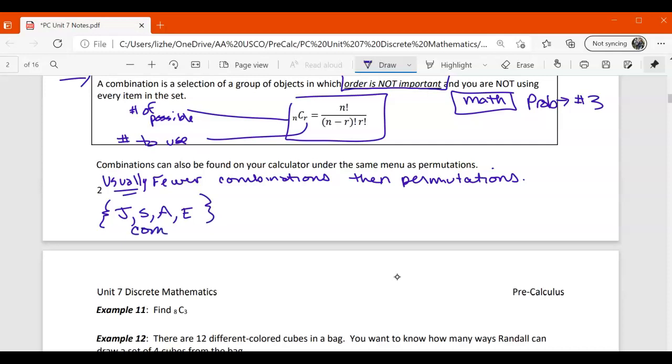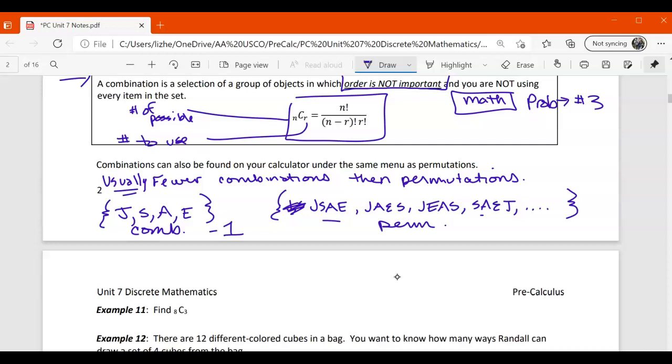We don't care which one comes first or where they come in the set. This is a combination. Whereas a permutation would be, okay, one is Joe, Sam, Andy, Ellie. The next one is Joe, Andy, Ellie, Sam. The next one is Joe, Ellie, Andy, Sam. The next one is Sam, Andy, Ellie, Joe, and so on. You can see how that goes on. There's a whole bunch of options there. But these are permutations because the order of each one matters. This is the combination.